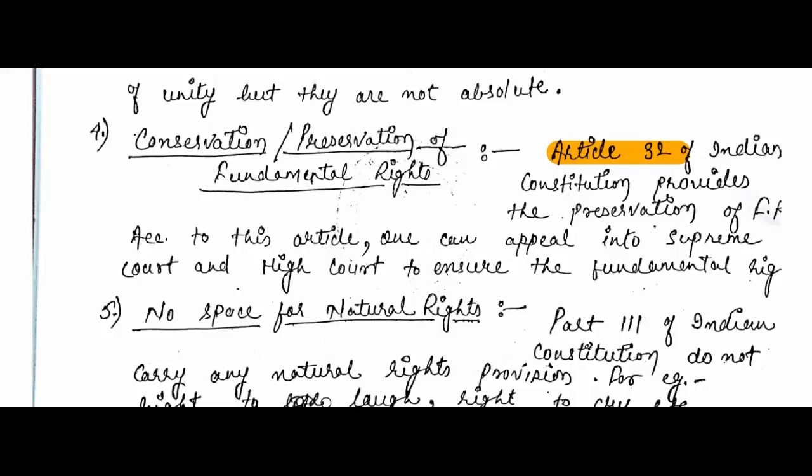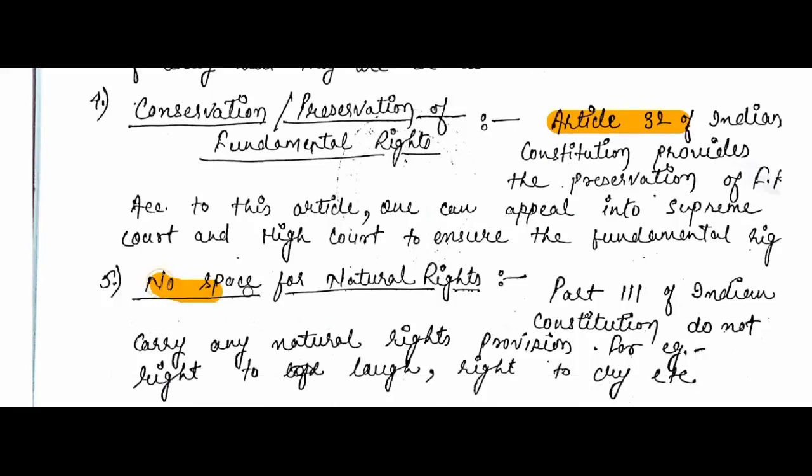Now, moving ahead, no space for natural rights. Part 3 of the Indian Constitution, which deals with fundamental rights, does not carry any natural rights provision. For example, right to laugh, right to cry, etc. See, what does the word natural rights mean? Fundamental rights are those rights which are given to live a dignified life, which are basic and fundamental to be a responsible citizen. Okay, we have read this, we have understood this.